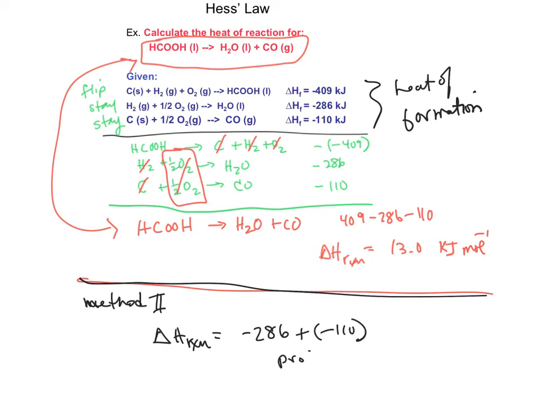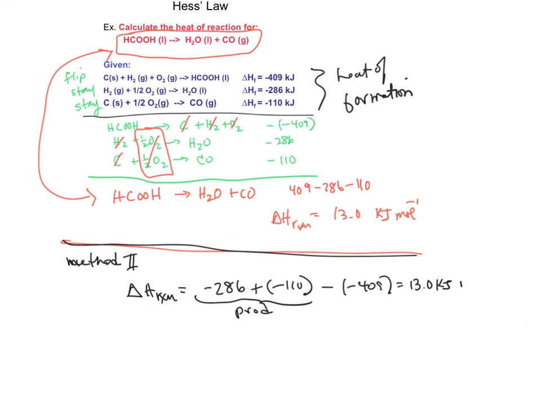And this is going to be negative 286 plus a negative 110. So that's products minus reactants, which is just the formic acid. So minus a negative 409. And if you look at what we just did up here, we kind of did that, right? Positive 409, negative 286, negative 110. So it's easy to use either method here, but in general it's not. So just kind of ignore this method too.